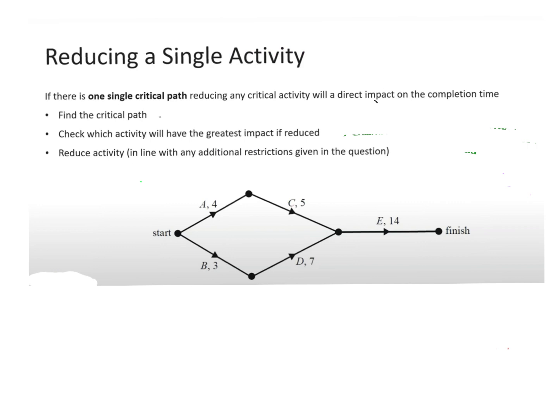All right, so first of all, we're going to look at reducing a single activity. If we've got only one critical path, reducing any of the critical activities, that means any activity on that critical path, will have a direct impact on the completion time. If you change one of those activities, it's going to change the completion time. When you're going to do these crashing things, the best thing is to find the critical path.